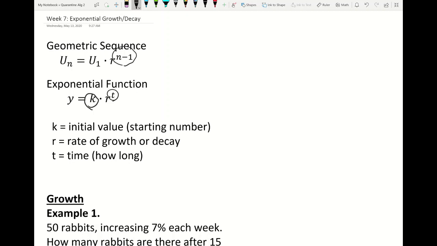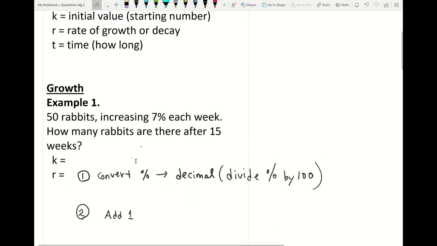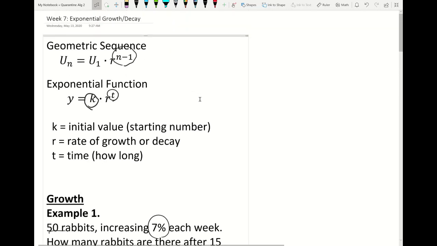Now let's jump right into an example. Okay, so here it is. Let's say that you own a rabbit farm. There are 50 rabbits right now, and the population of rabbits is increasing 7% each week. And the question is, how many rabbits are you going to end up having after 15 weeks, according to this model? Okay. So now let's identify those 3 components, 3 variables: k, initial value, r, and t.